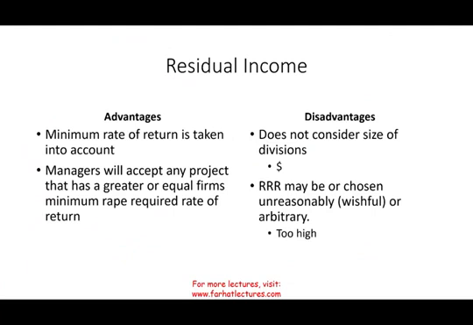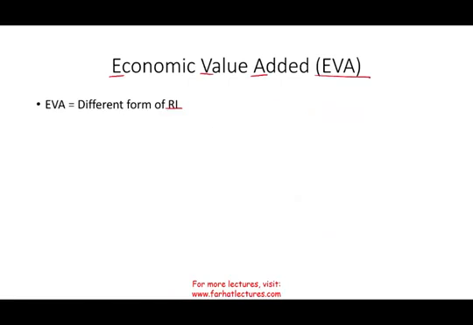So when we spoke about residual income, one of the disadvantages of residual income was that the required rate of return might be chosen unreasonably, as a wishful rate, or arbitrarily. So the required rate of return could be too high, and as a result, managers might make the wrong decision by not selecting certain projects. Why? Because the company set this required rate of return too high. So economic value added is a different form of residual income. Basically, the computation is the same. We're going to be using different terms, but it's a remedy to this problem, to this unrealistic required rate of return.